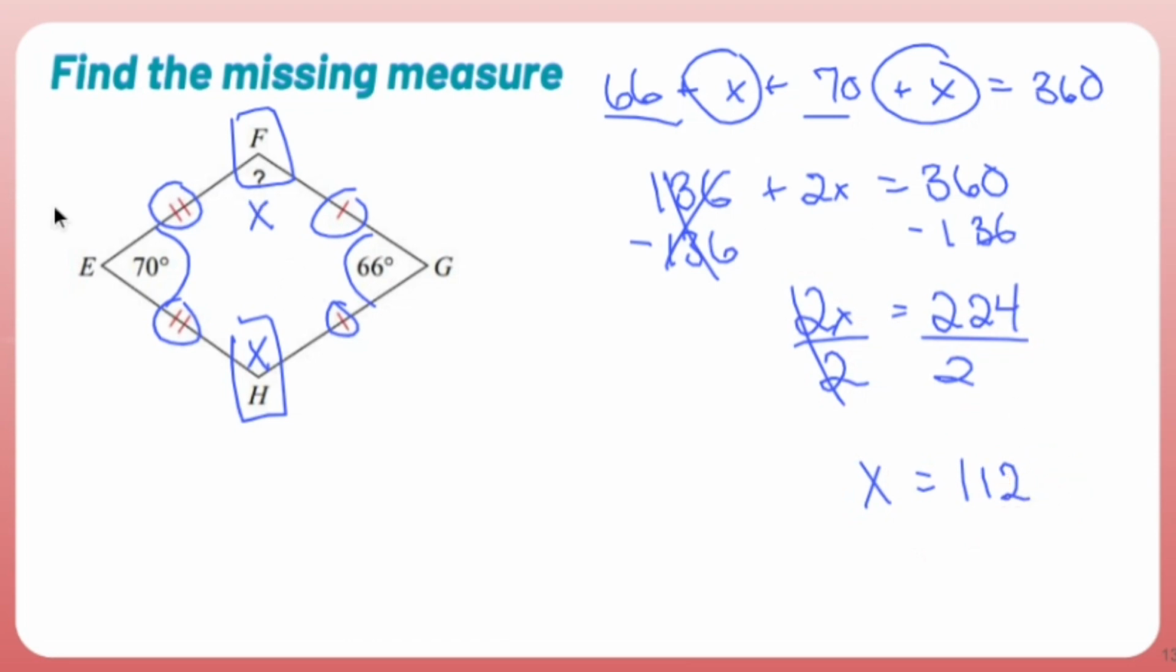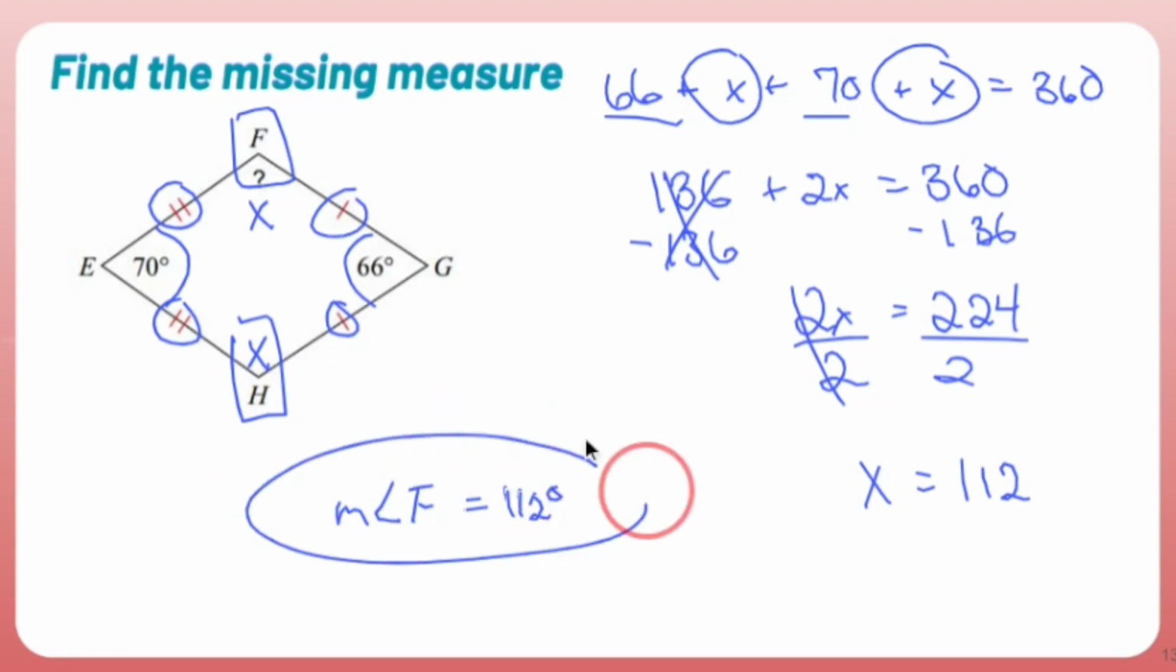Now, we want to find out the measure of angle F. We called the measure of angle F X. So the measure of angle F is X, which means it's 112 degrees. All right, so again, we had ourselves a kite. These two guys, the non-vertex angles, are going to be congruent. And so we just set it up equal to 360 and got it. Done.